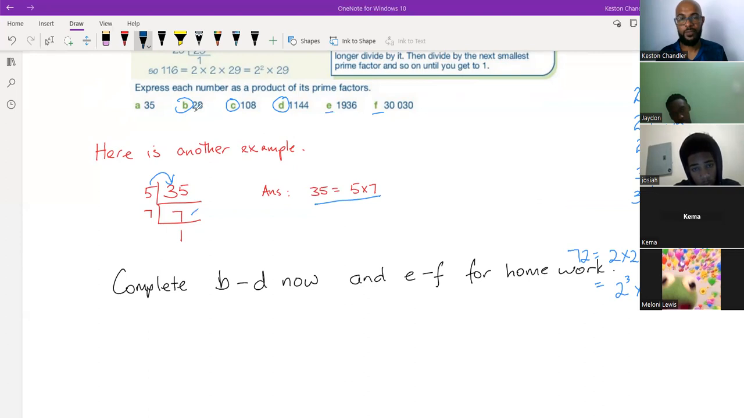All right, so you're doing B, C, and D for me now, just like we did this example here with 72, and this other one here with 35. Then we correct those and then we continue. Yeah? Everybody understand?